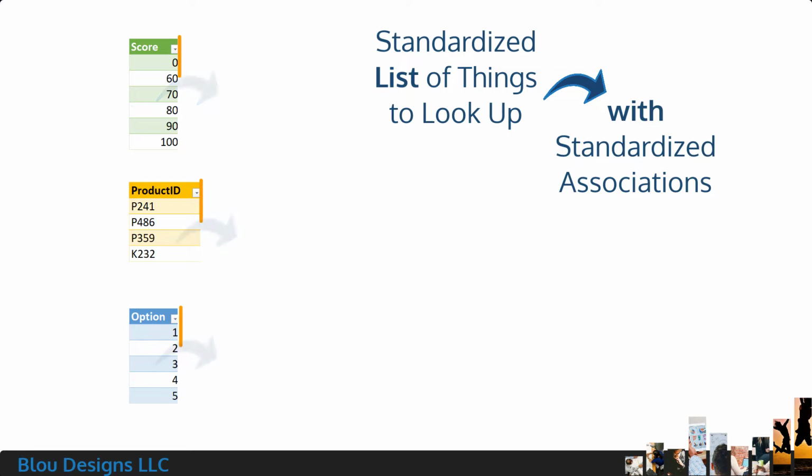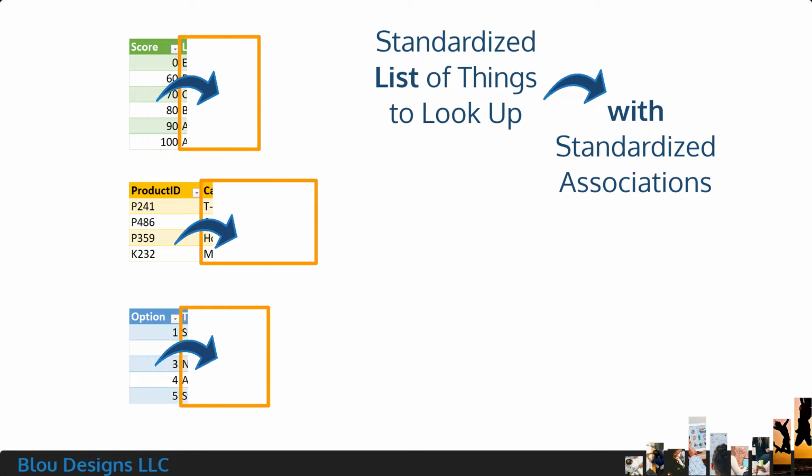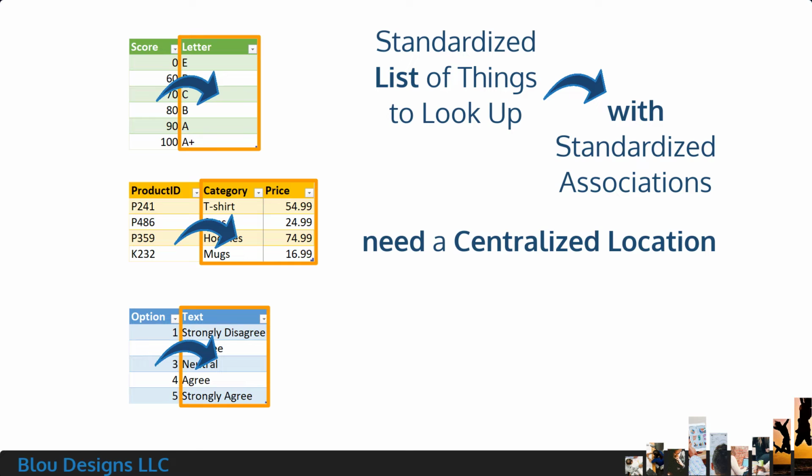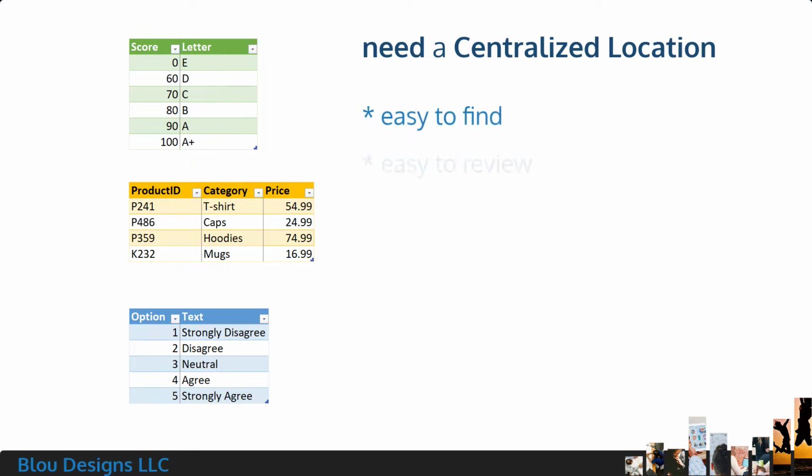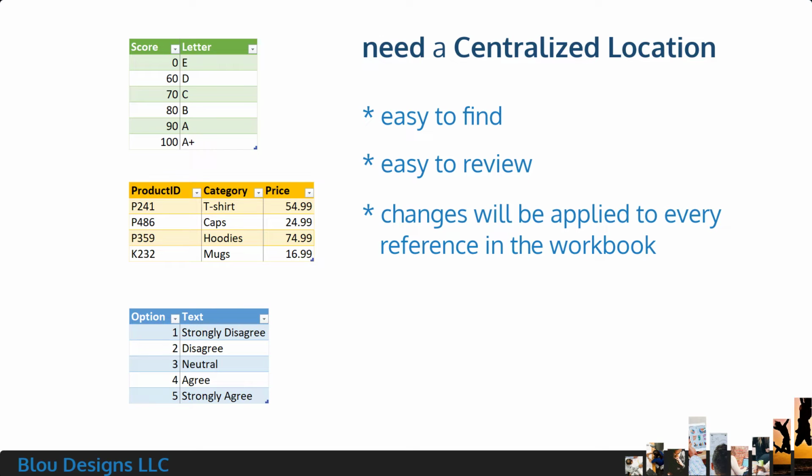Standardized lists with standardized associations mean you need a centralized location for your lookup information so that the lookup list is easy to find and review, meaning you can easily see if changes are needed. And if you do decide to change something, you know that the changes will be applied to every single cell that uses this lookup information in your entire workbook.